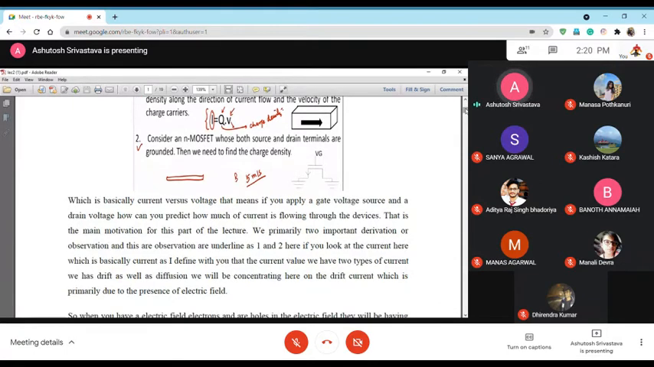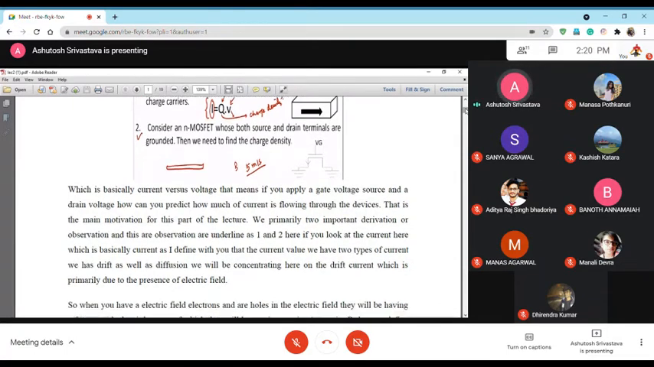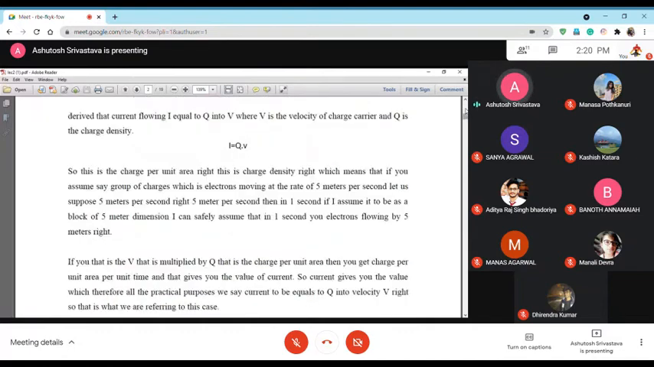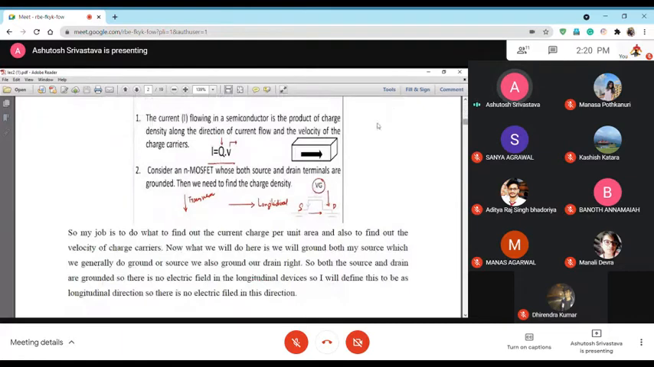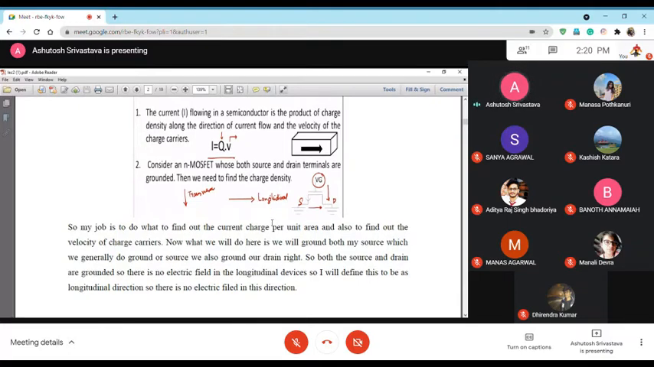So I is equal to QV, where Q is just the charge density. I think I've done this, but I'm just trying to revise this. So basically we're talking about these two fields, the transverse and longitudinal. Transverse or vertical, longitudinal, all mean the same.